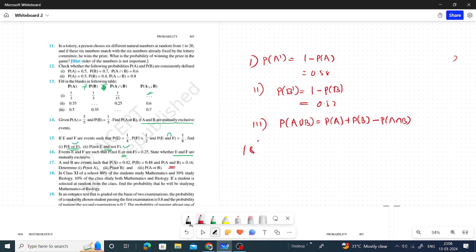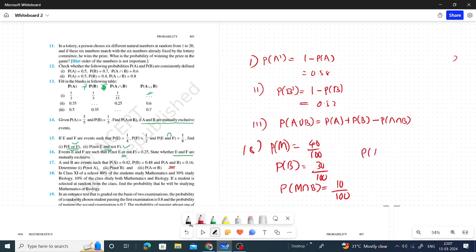Question number 18. In class 11th of a school, 40% of students study mathematics, probability of maths 40 by 100. 30% study biology, probability of biology is 30 by 100. And 10% study both maths and biology, probability of maths intersection biology, both, 10 by 100. That is the meaning of 10 by 100. If a student is selected at random, find the probability that he will be studying mathematics or biology.